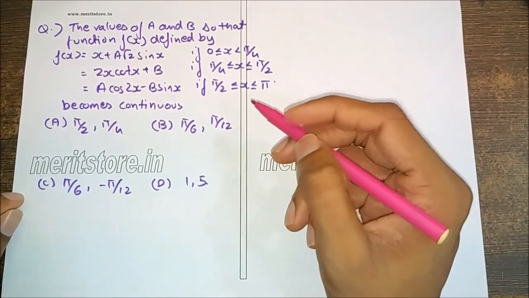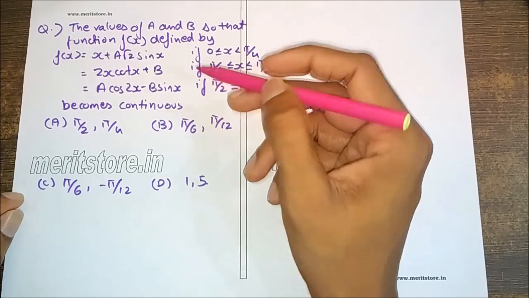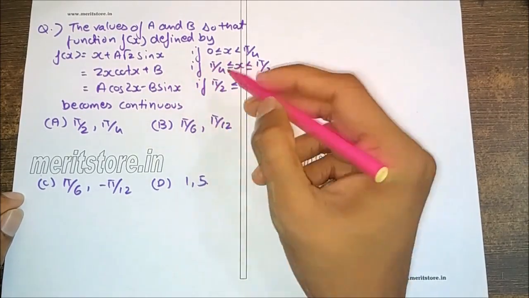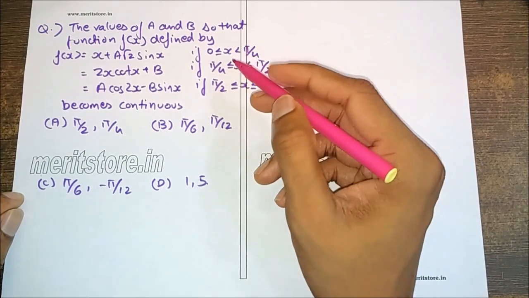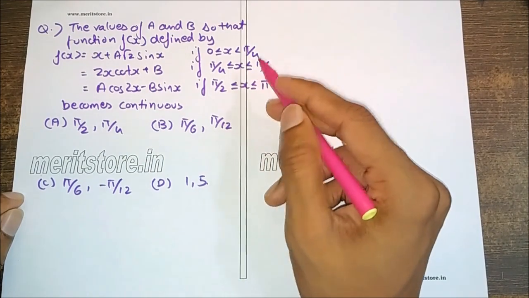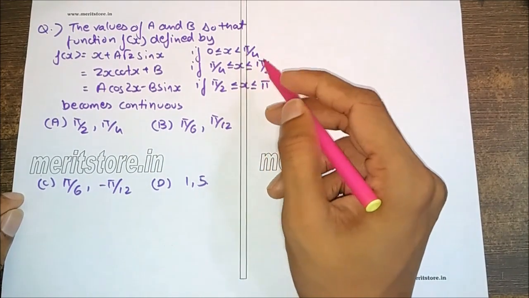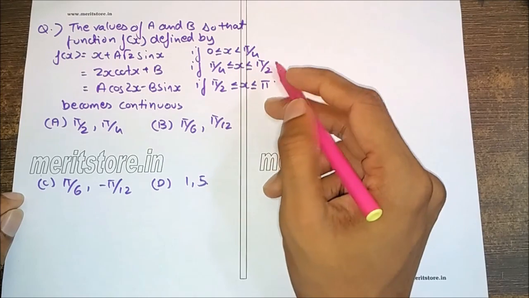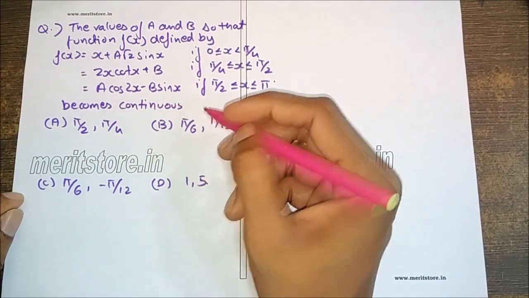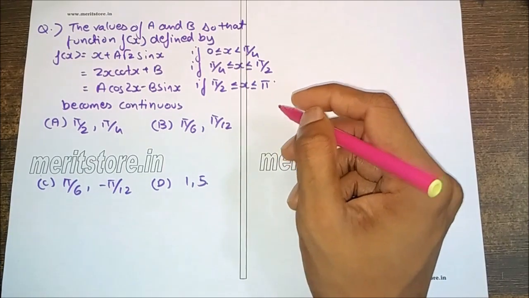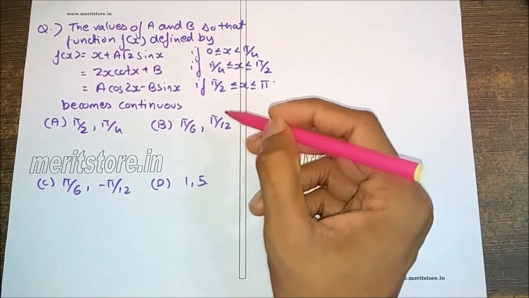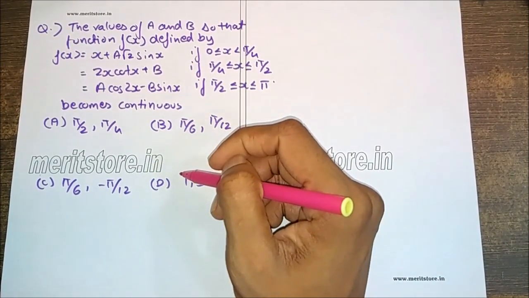The values of a and b so that the function f(x) defined by f(x) is equal to x plus a root 2 sin x if x is greater than or equal to 0 and less than pi by 4, 2x cot x plus b if x is greater than or equal to pi by 4 and less than or equal to pi by 2, a cos 2x minus b sin x if x is greater than or equal to pi by 2 and less than or equal to pi becomes continuous. We're given 4 options over here.